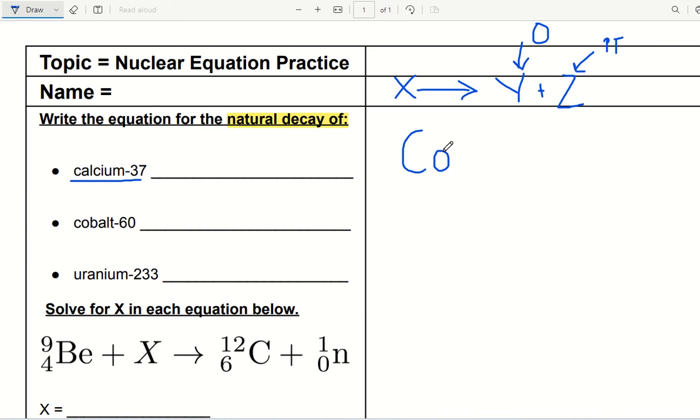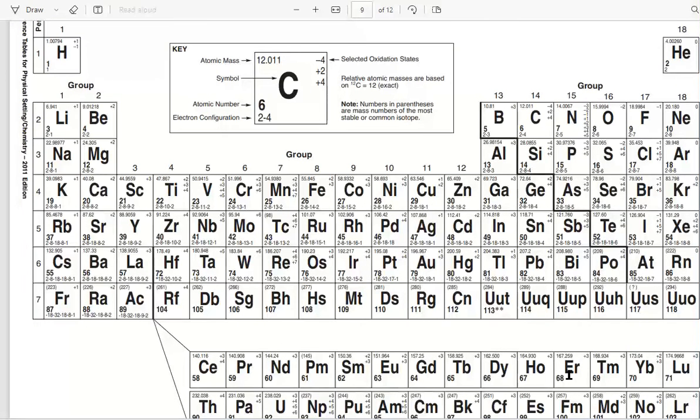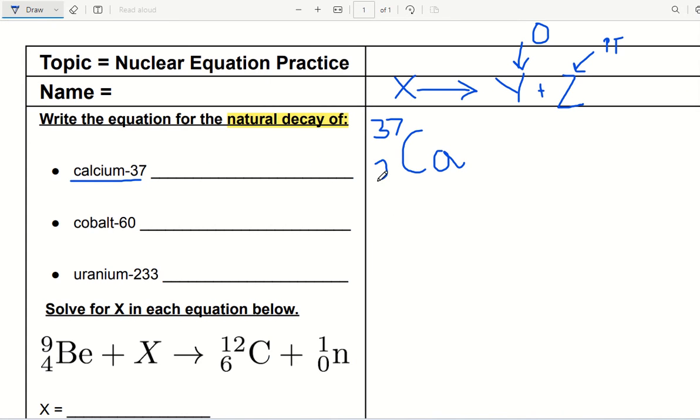Ca with the 37 on top, okay? And I need a bottom number, okay? So down here, I need a number. See this setup down here? I need something like that, all right? So how do I find that? Well, it wasn't in table O, right? I don't see anything about calcium here. So I go to the periodic table, and that bottom number is the number of protons, or the atomic number. Here is calcium, and you see its atomic number is 20. So we can put this here, 20.